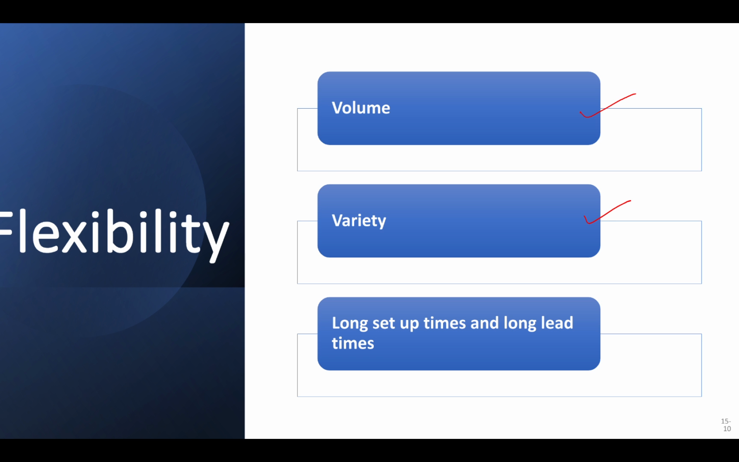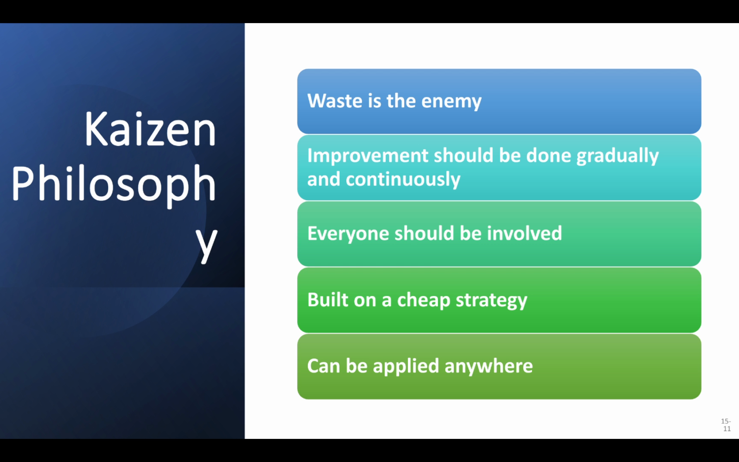The next is the Kaizen philosophy. Kaizen is for eliminating waste, which means unproductive resources. We want to eliminate waste so that production can be enhanced.